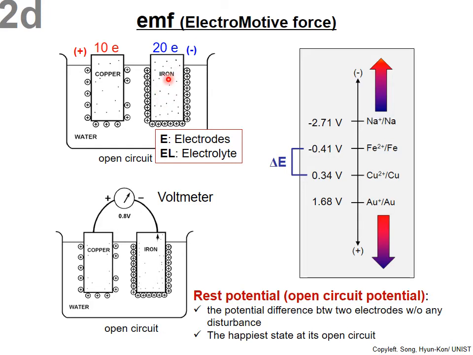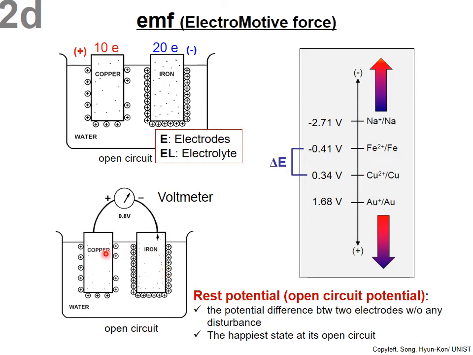So I'll try to measure the difference between those electron pressures. That is the electromotive force. So I'd like to use a voltmeter. This device would measure some voltage difference. So right now, the positive pole of the voltmeter is connected to the copper, and the minus pole is connected to the iron bar. So the voltmeter will read the voltage gap or reduction potential gap between copper and the iron bar.